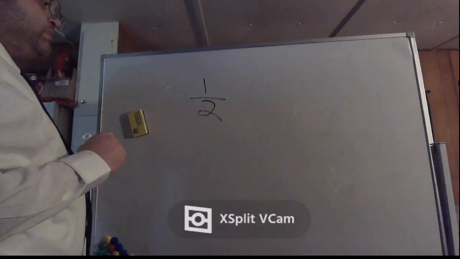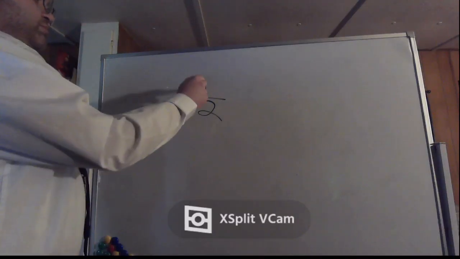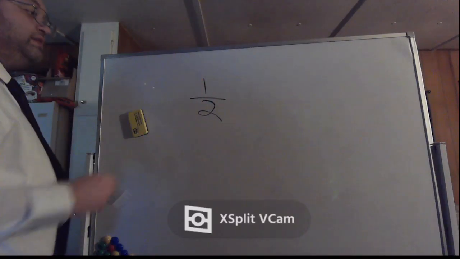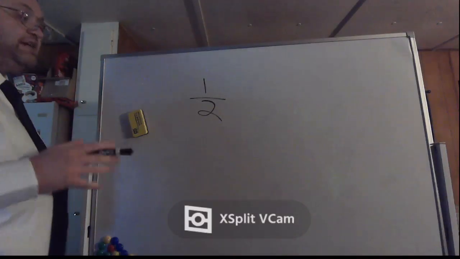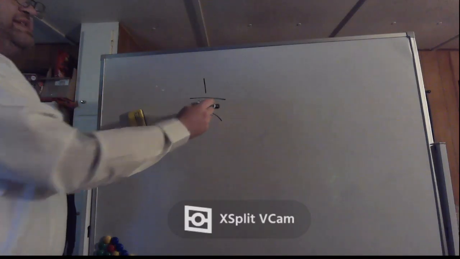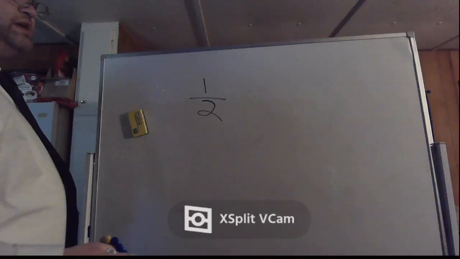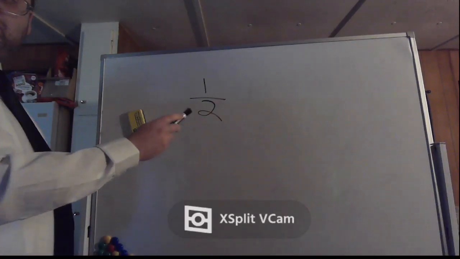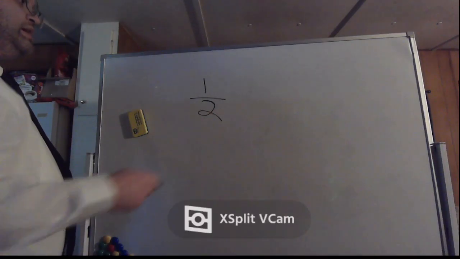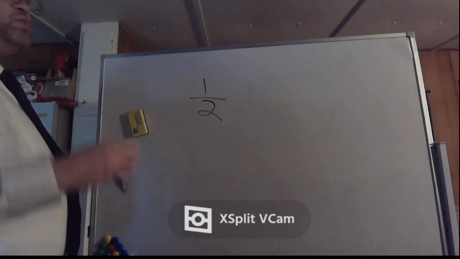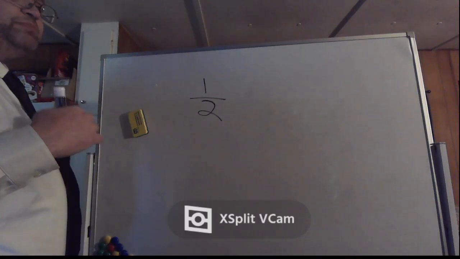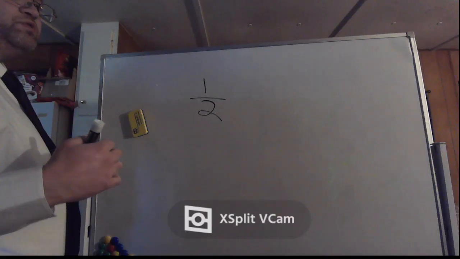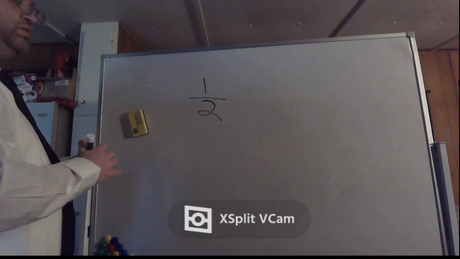So, what does the numerator and denominator represent? Let's actually start with the denominator. The denominator tells you how many pieces the whole is split into. The whole is split into two separate pieces. And then the numerator is just one piece of that. It's one piece of the whole that's being affected by something, or just represents one piece of the whole.